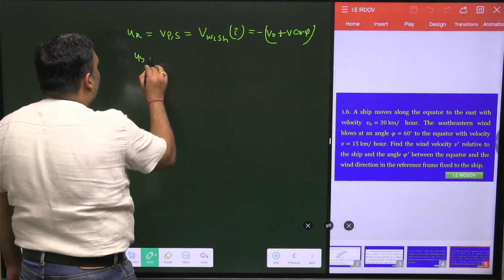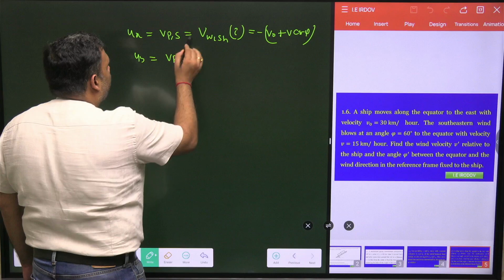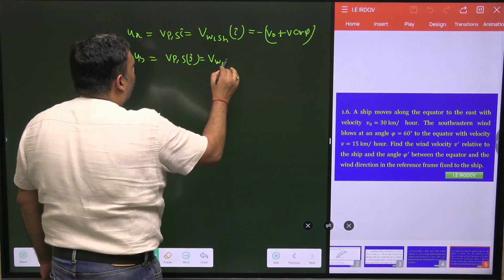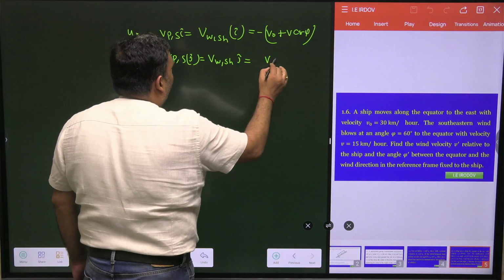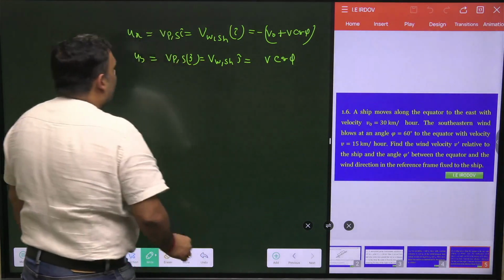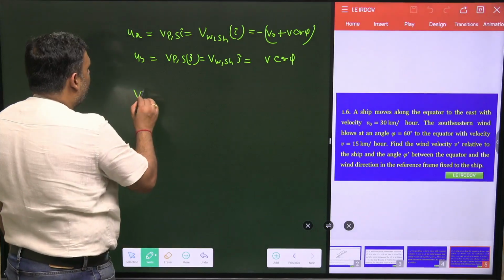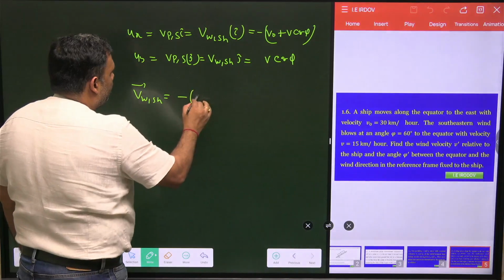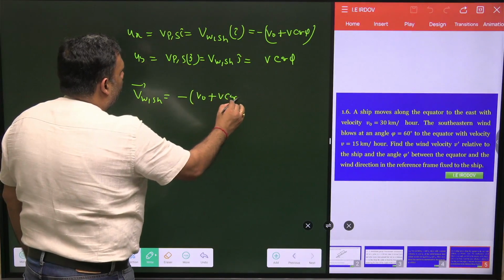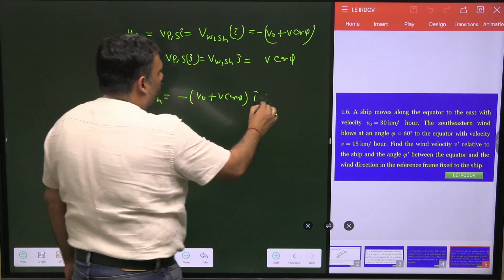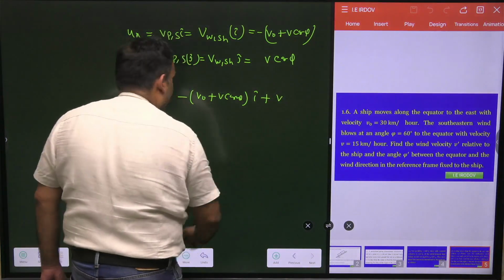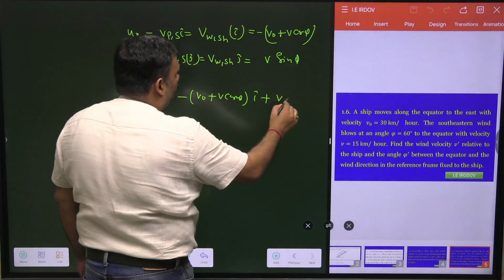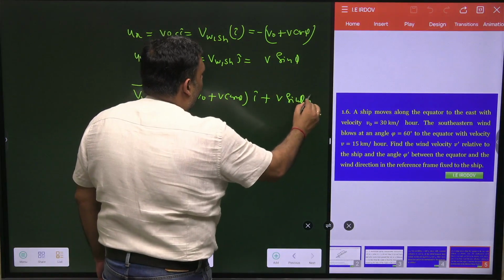And what is Uy? That is the velocity of a particle with respect to S. This is in the I cap direction, and this is in the J cap direction. That is, the velocity of the wind with respect to the ship in the J cap direction is not any problem. And what will be my velocity of the wind with respect to the ship? It is minus V naught plus V cos phi in the I cap direction plus V. Sorry, this value is sin phi actually. So this will be V sin phi in the J cap direction.